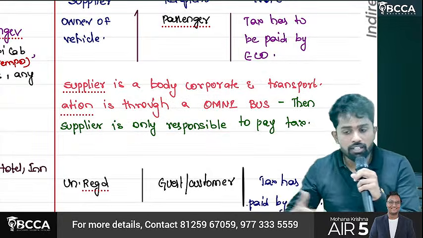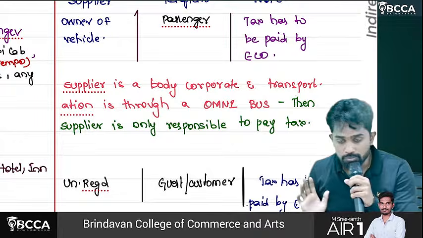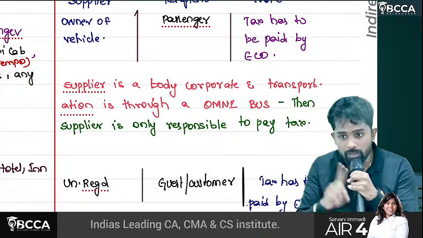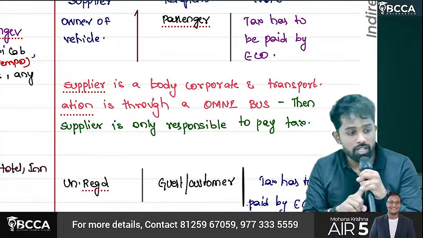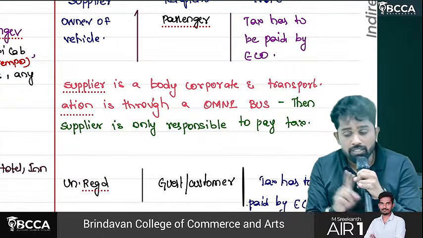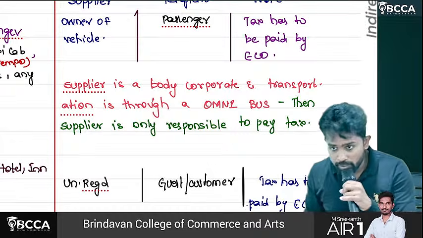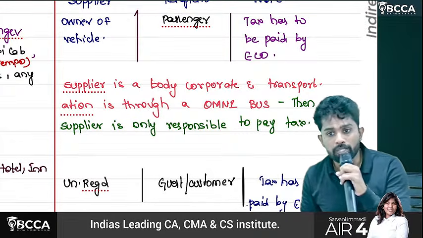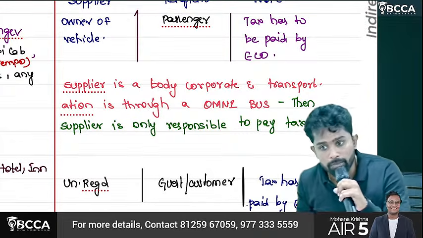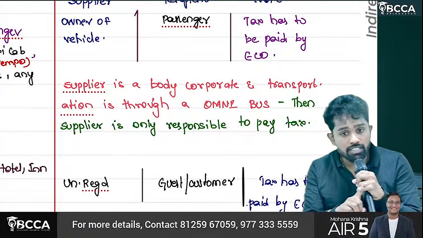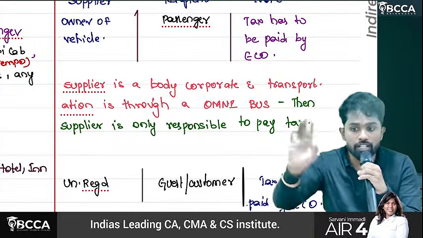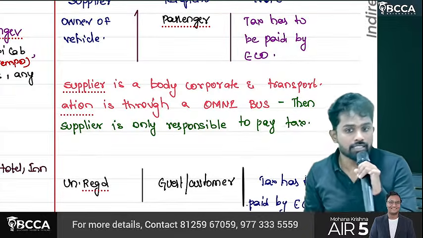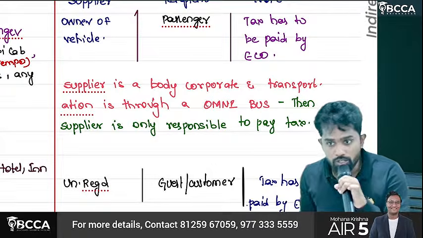Or else, there is Kaveri Travels Private Limited. It is also a body corporate, and their buses are listed in Abhibus, Redbus. So the supplier is a body corporate and the transportation is through an omnibus. Then in such a case 9(5) is not applicable. Who has to pay tax? Supplier only will pay the tax. If they are not body corporates, or if it is not an omnibus, then the tax has to be paid by the e-commerce operator.